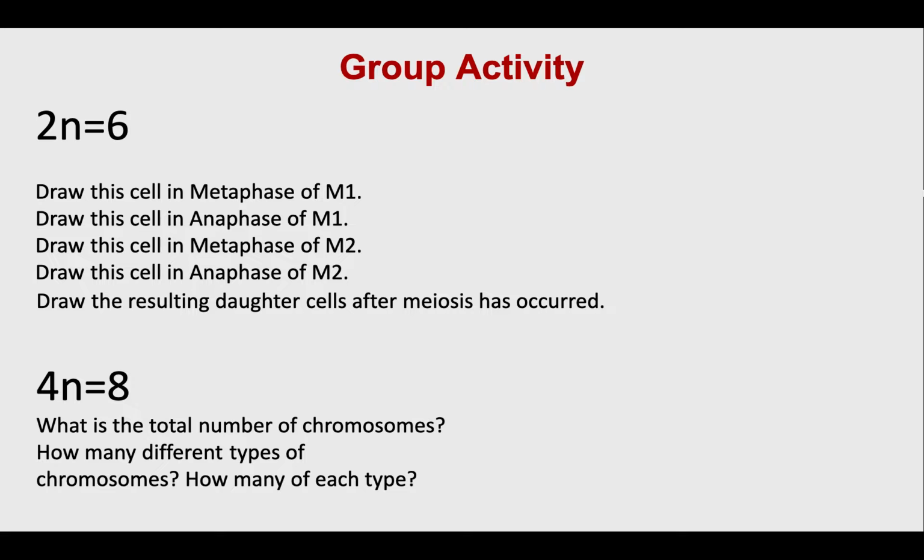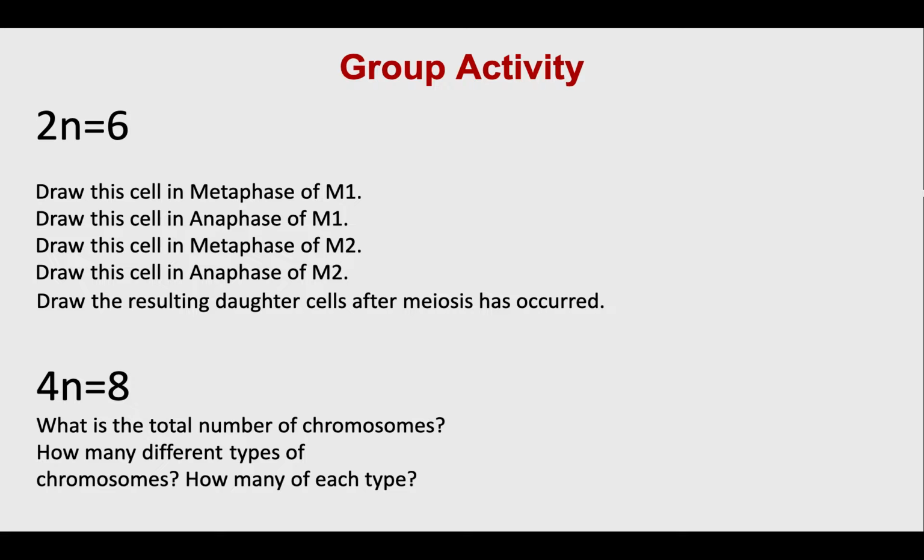Remember, daughter cells are haploid. Think about how many pairs we started out with to begin with. There should be 3, yes. They're not going to have pairs, because they're not diploid anymore. They're only haploid, so there should be 3 each of them. I'm going to draw a shorter one and a longer one. All right. Any questions on what we just went over?